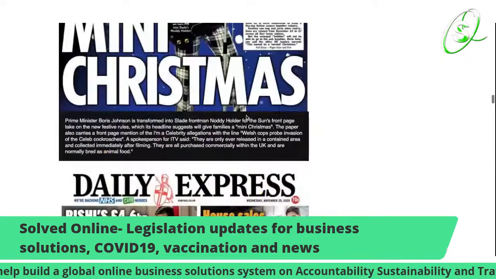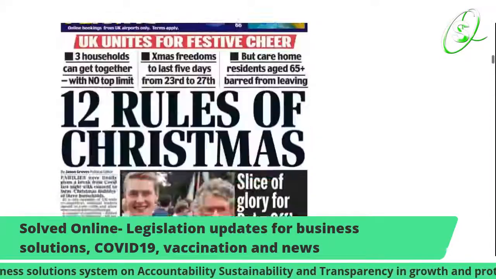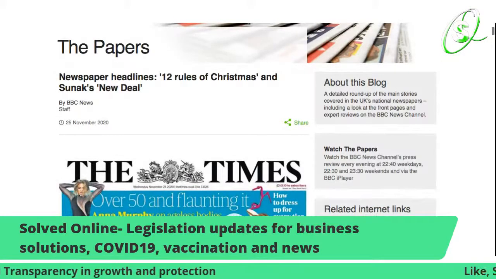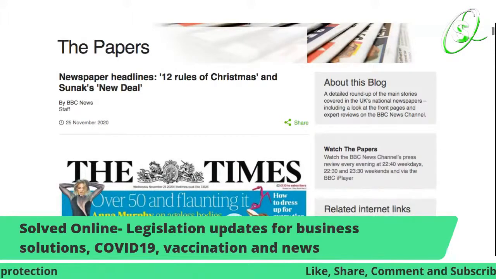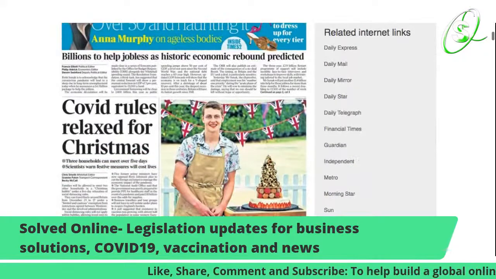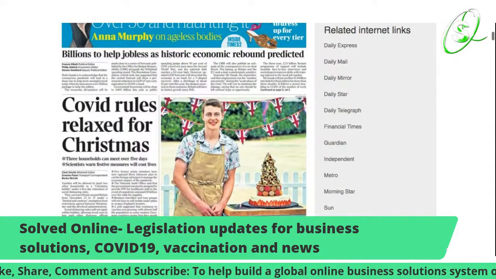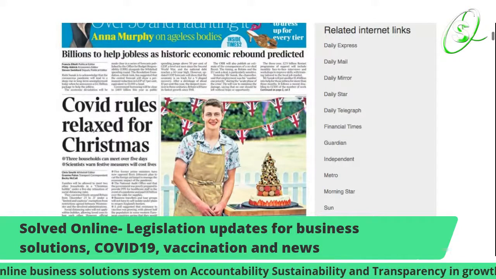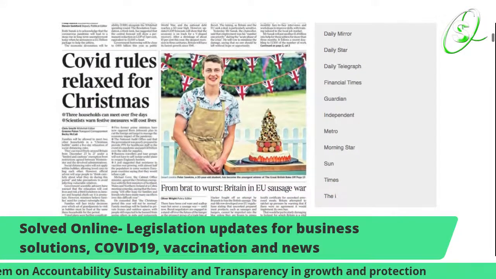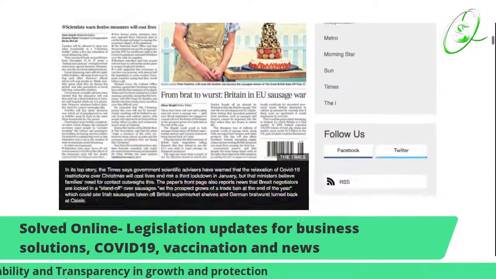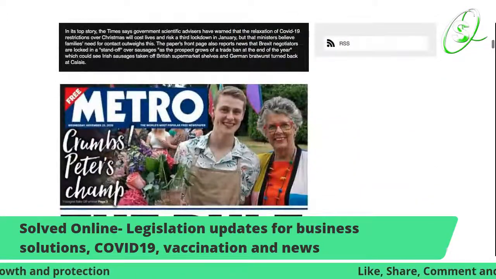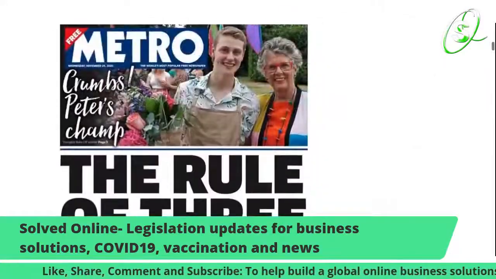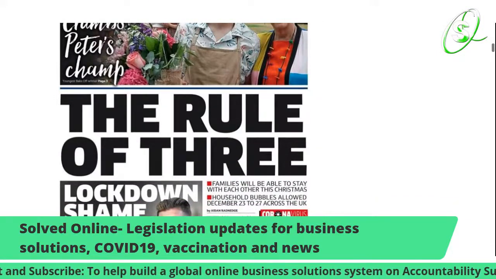So again, these are all the newspapers and they're really talking about Christmas measures. So the 12 rules of Christmas and Sunak's New Deal. It shows you billions to help jobless as historic economic rebound predicted. So we have COVID rules relaxed for Christmas. That was the Times, and we have the Metro, also again the rule of three.